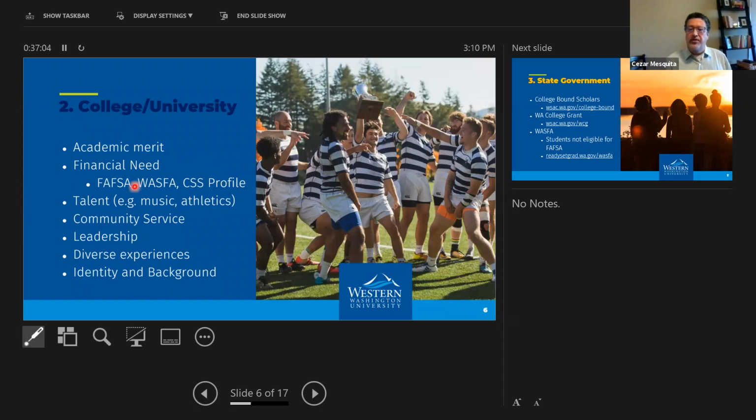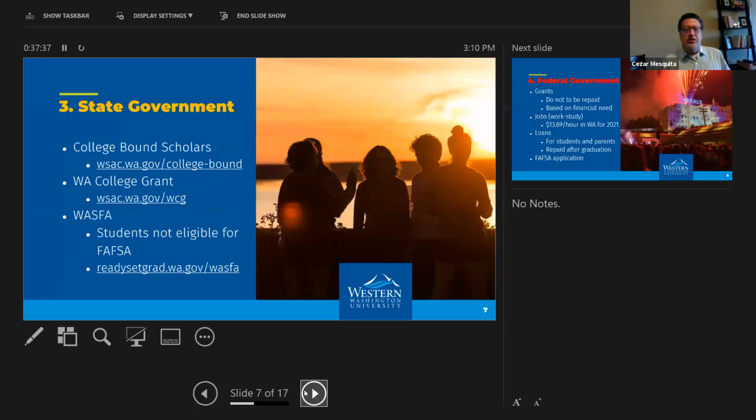The CSS Profile, different than the FAFSA, goes into a lot more detail. Or in the state of Washington, we have also the Washington Application for State Financial Aid. So Western uses the FAFSA and the WASFA in order to determine a student's eligibility for need-based grants. We also have talent scholarships, those also based on community service and leadership, as well as identity and background and diverse experiences. So we have our Multicultural Achievement Program as one example, and one that we make use of that information to award some of these monies. And again, the sources here are from the college or university.